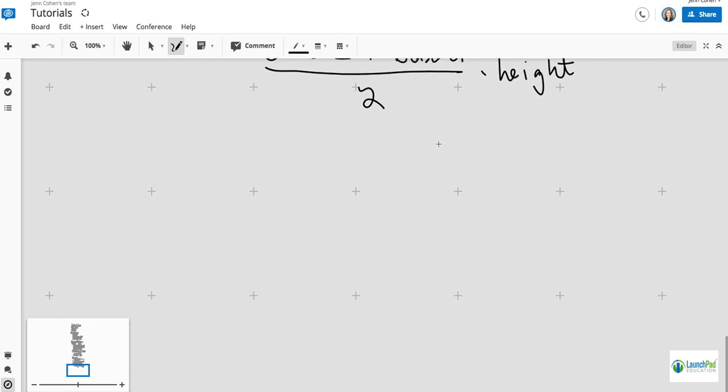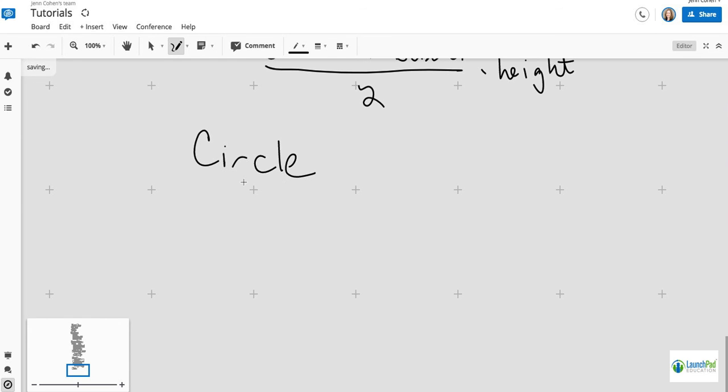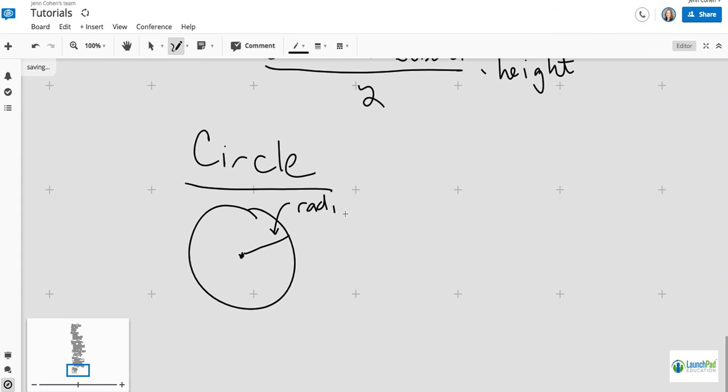Next big shape that the ACT likes to test is the circle. But there are really only two formulas you have to remember when it comes to a circle. So let's draw one here. Okay. And probably most of you remember that the distance from the center of the circle to the edge is called the radius. Okay. And the diameter is the distance all the way across the circle through the center, which is really just 2 times the radius, but that's called the diameter.